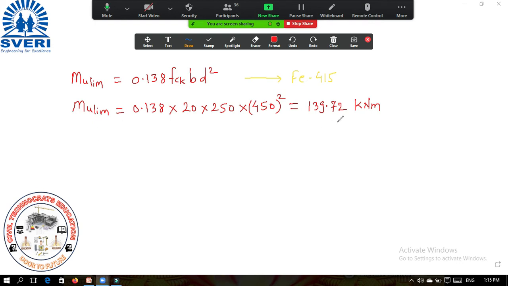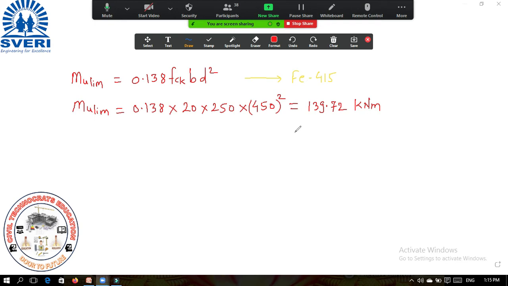This Mu limiting value is the moment given by a singly reinforced section. ओके, सिंगली रिइन्फोर्स सेक्शन वरती त्याची मॅक्सिमम मुवमेंट कॅरिंग कॅपॅसिटी किती आहे? 139.72. पण ऍक्च्युअल मुवमेंट किती यायला लागली आहे? It is 240 kilonewton meter.